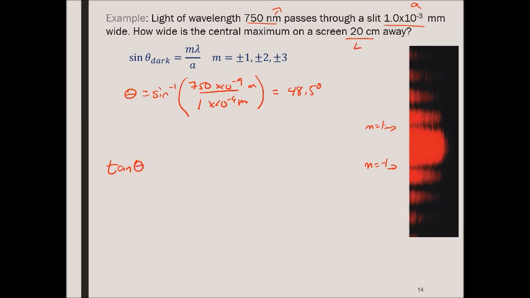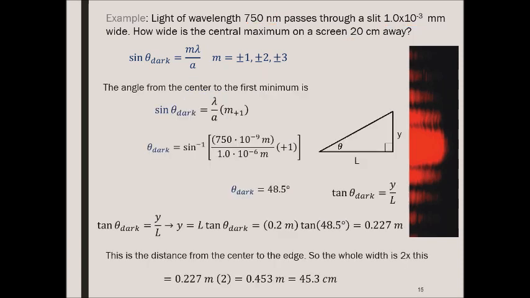So tangent of theta is equal to y over L. So y is equal to L times the tangent of theta, so I get 0.2 meters times the tangent of 48.5 degrees equals 0.227 meters. And remember, that's just from 0 to plus or minus 1. So to get the full width, we need to multiply that by 2. So here is that number multiplied by 2, and we get 45.3 centimeters.